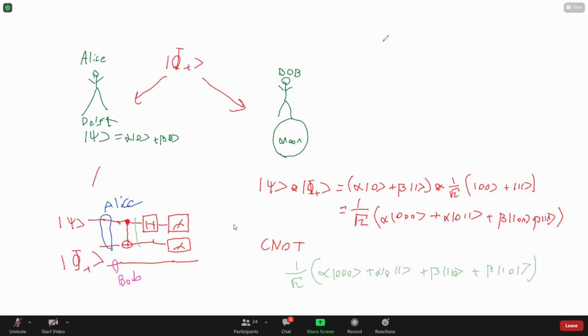Now we do the Hadamard gate, which is here. So now we will be at this point. That's the Hadamard. And as we discussed, that change takes the 0 state here to the plus state. That's the idea.